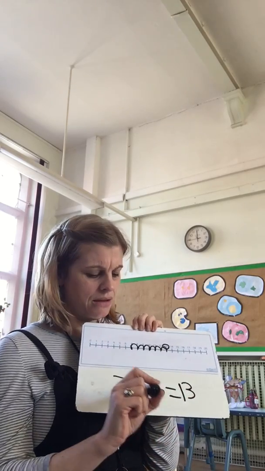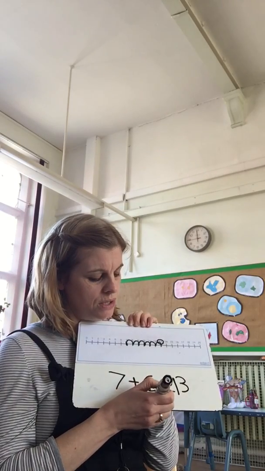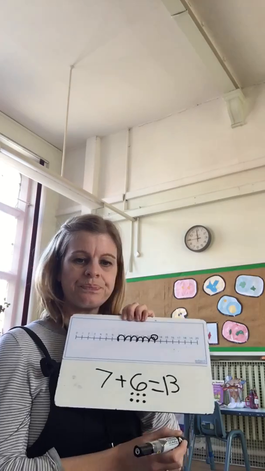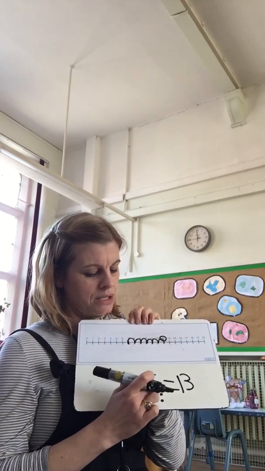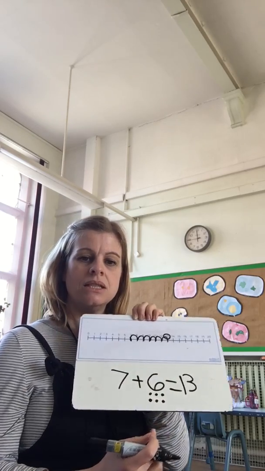I can check. I can do 6 dots under 6. 1, 2, 3, 4, 5, 6. And I can check my answer. So 7, 8, 9, 10, 11, 12, 13. Done it.